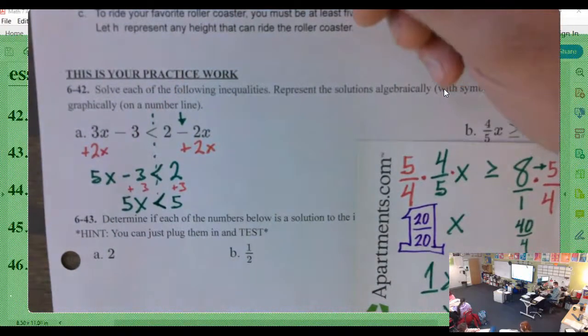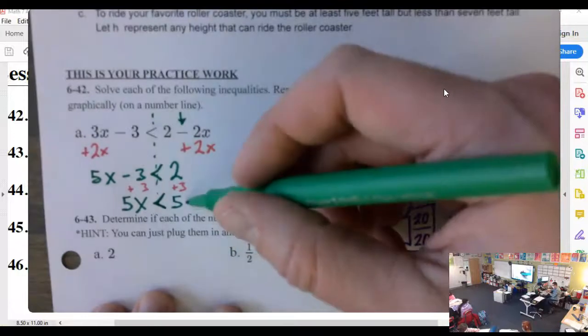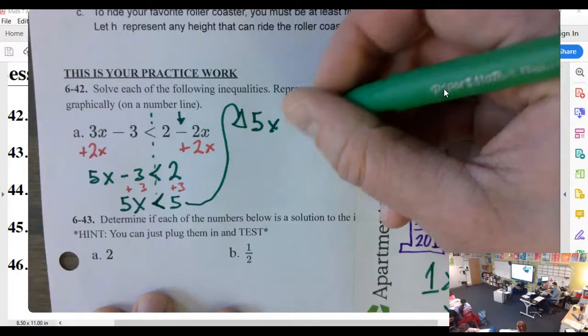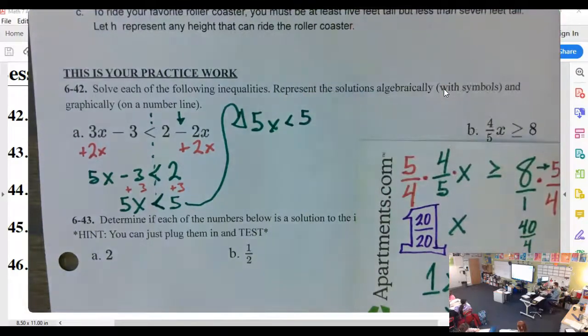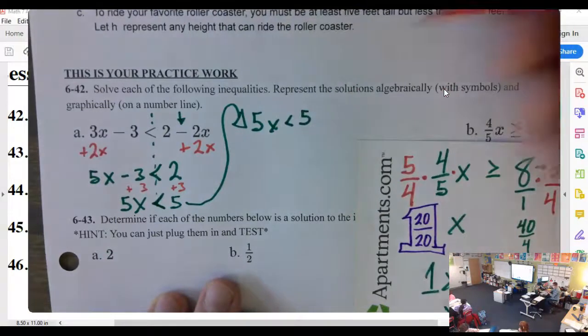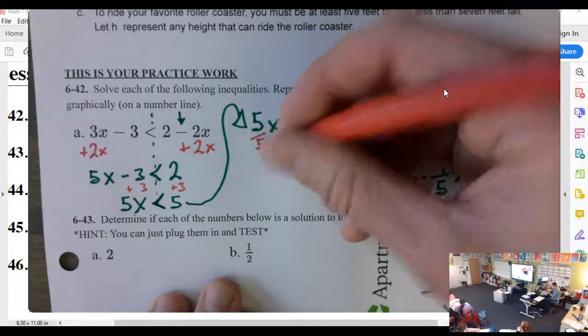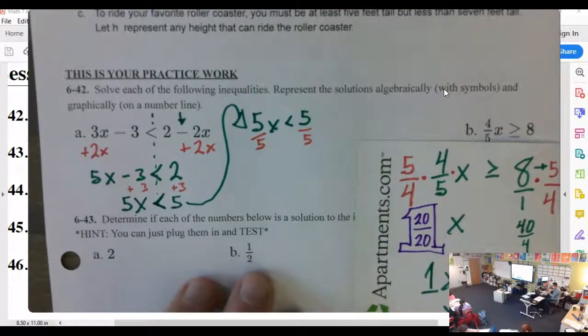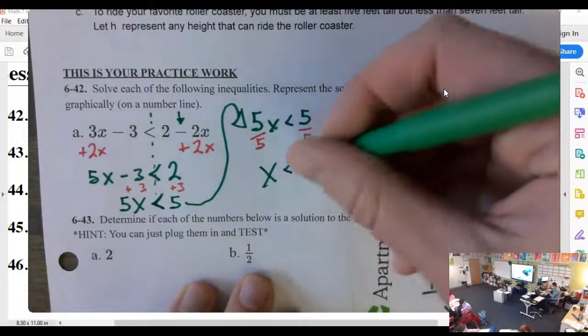So 5x is less than 5. And this is where you can also do this with your work. It's not as nice, but I can copy down here. 5x is less than 5. And then, how do we turn 5x into 1x? Divide by 5. X is less than 1.